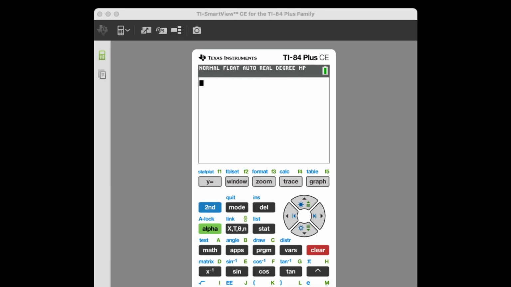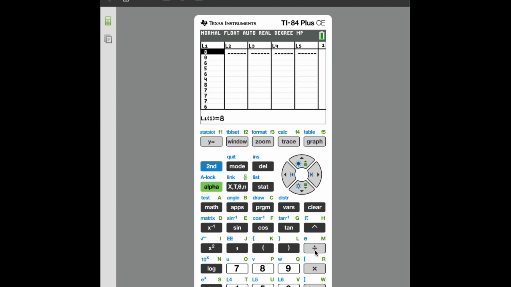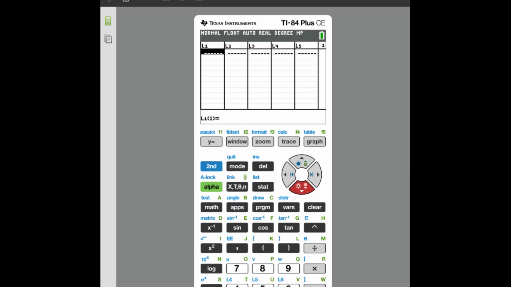All right. I'm going to say to you guys, enter this data. How do you enter data in L1? You go to Stat, Edit. Oh, we're going to have to clear this out. Clear. Let's enter all of this data. Let's enter the lifespan data. This is your data, okay? So, all right, we're going to enter what?